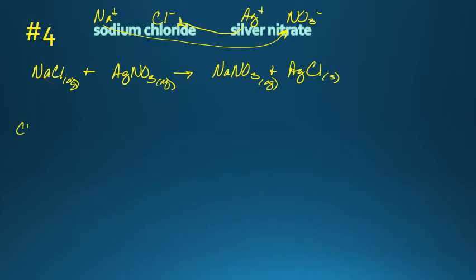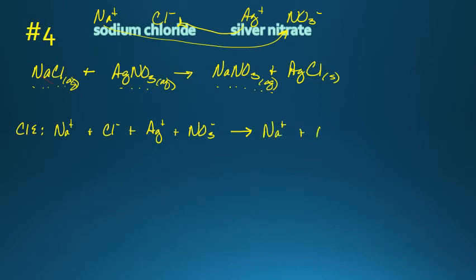Now we're ready to write the complete ionic equation. So this one breaks apart into ions, so we have sodium plus chlorine. This one breaks apart into the ions, silver plus nitrate. Now we're going to have to go over here. Since this one's aqueous, we're going to break it apart into sodium ions plus nitrate ions, because that's how it exists in solution, but leave the solid alone, because that's how it really exists. Now I'm going to go through and put in my AQ, because it's easier this way.